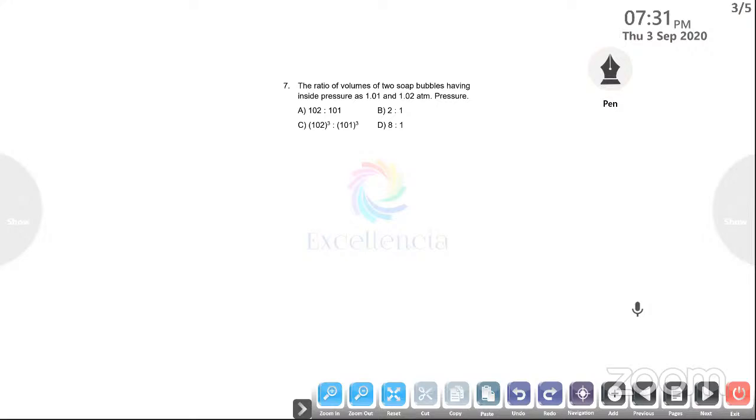The ratio of volumes of two soap bubbles having inside pressure as 1.01 and 1.02 atmospheric pressure. Here this is based on surface tension. Here we know that if you take a spherical bubble, inside pressure let us say is P1, outside the atmospheric pressure is P0, then P1 minus P0 is equal to 4T by R. Let us say the radius of this one is R1. So P1 minus P0 equal to 4T by R1.